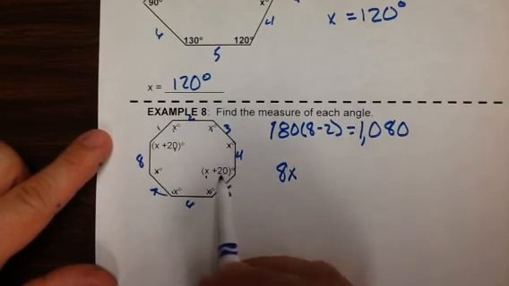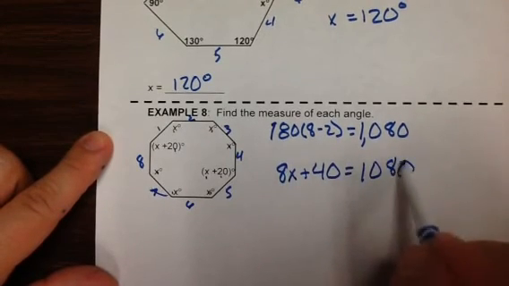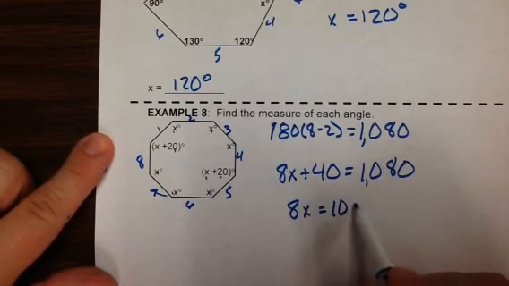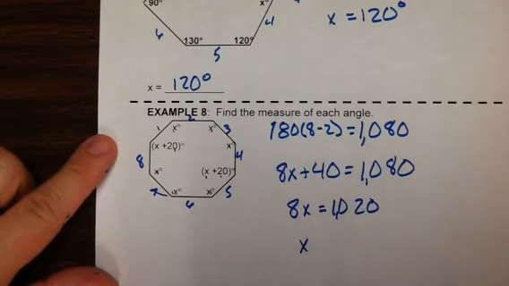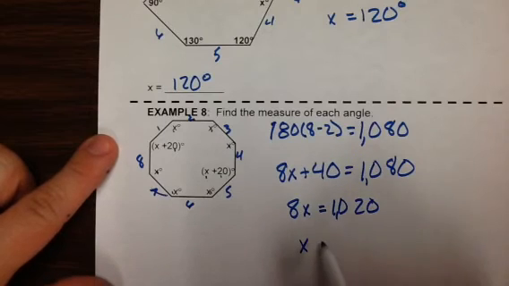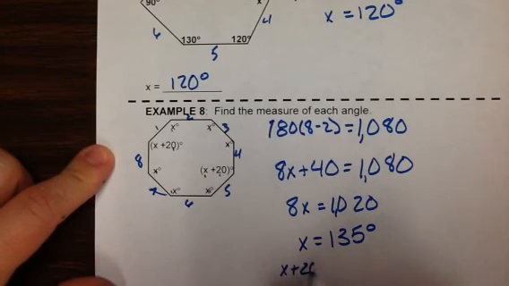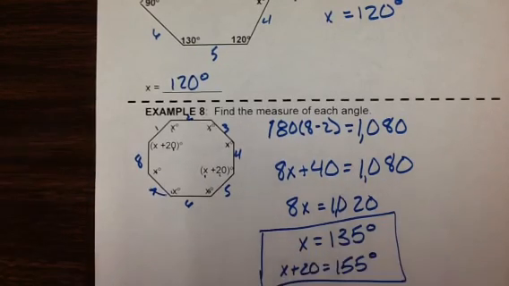8x plus 40 equals 1080. Subtract 40 from both sides, I would say that 8x equals 1040. Divide by 8, and I would find that each angle would be 135 degrees for my ones that are x, and the ones that are x plus 20 would be 155 degrees. So right there would be the answer. If it's x, it's 135. If it's x plus 20, it's 155.